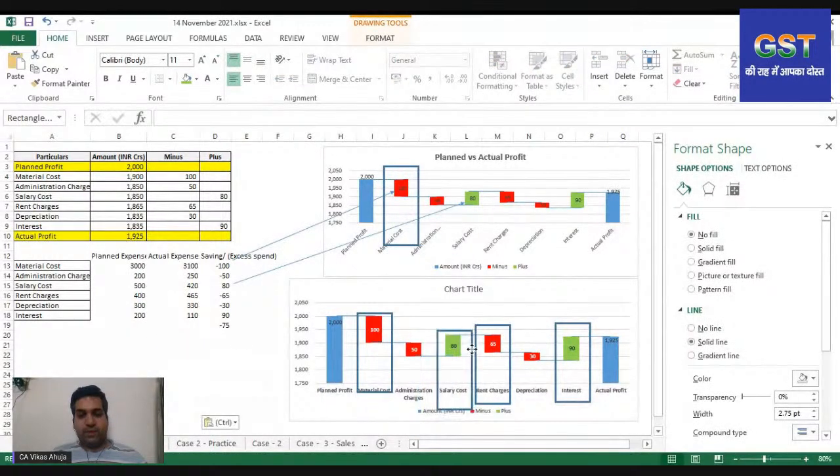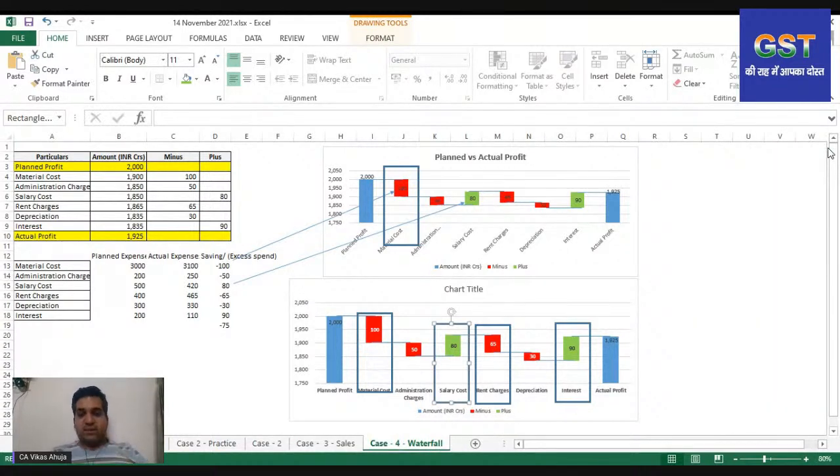So it might help me drill down: did I prepare my budget wrong? Did I prepare my budget right? Or next time, what should I do when I'm preparing the budgets? So yeah, this is what the waterfall is.